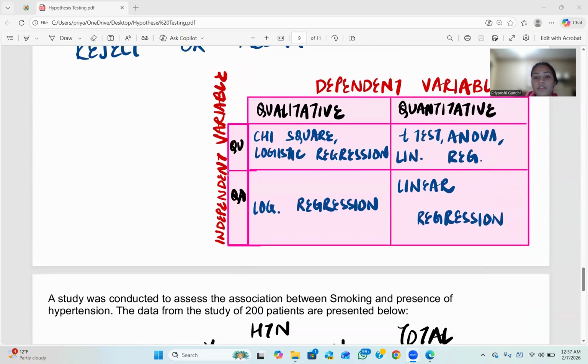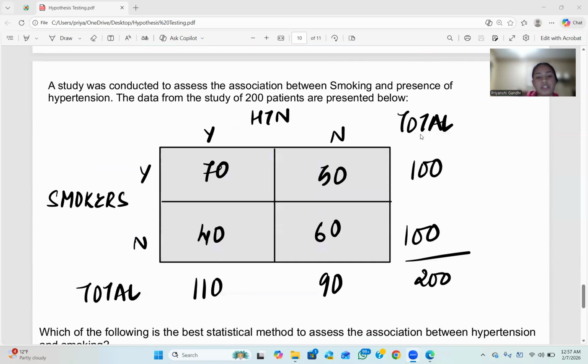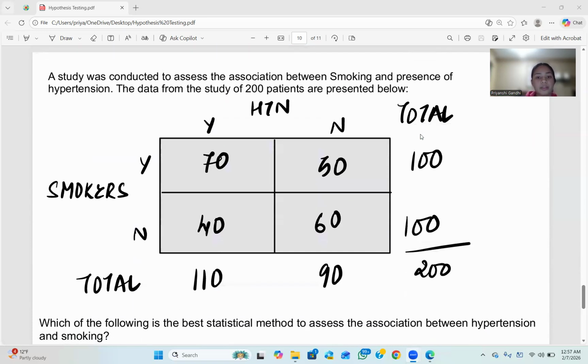So if both of them are qualitative, we use chi-square or logistic regression. If the dependent is qualitative and the independent is quantitative, we use logistic again. If both of them are quantitative, we use linear regression. If the dependent variable is quantitative and the independent is qualitative, we use either t-test, ANOVA, or linear regression. The t-test is usually used if the sample size is like 2 groups, and ANOVA is used for more than 2 groups of the dependent variable. I have a question here, pretty similar to the previous one.